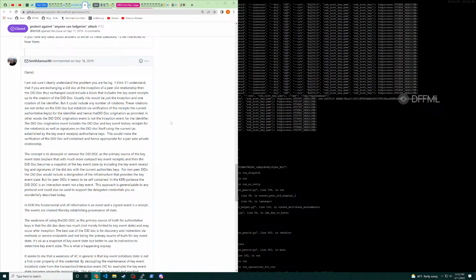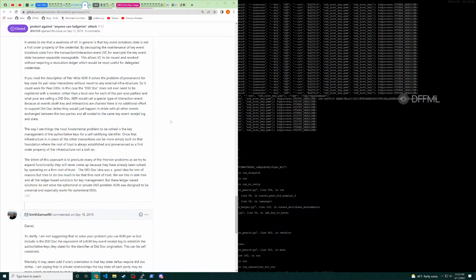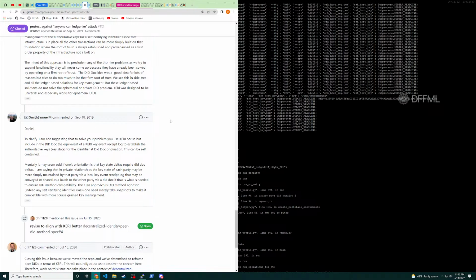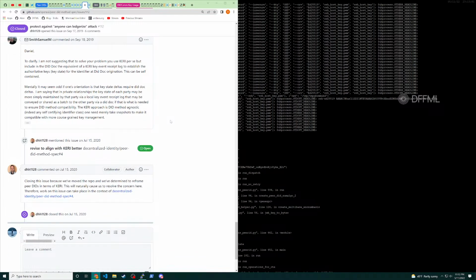In KERI parlance, the DID doc is an interaction event, not a key event. This approach is generalizable to any protocol and also is used to support the delegated credentials you wonderfully described today. And so this is why this Web3 stuff is interesting, because it's a generic protocol, because we can use all these keys to create whatever trust relationships we want.